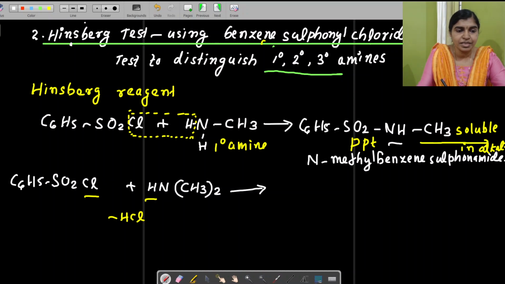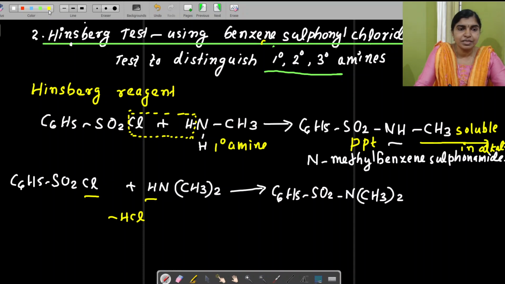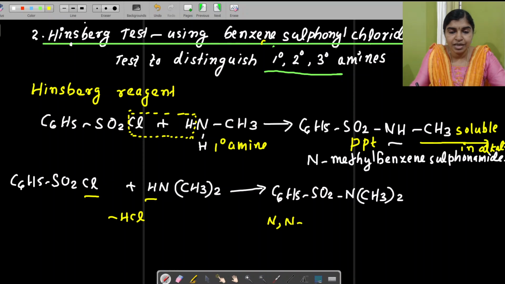So what remains there? Yes, you can write the product like this. The remaining parts are joined together, that is C6H5SO2. From here one hydrogen is replaced, so the nitrogen has two CH3 groups. So how will you name this? Just as we name amines, the nitrogen has 2 methyl groups. So you can name this N,N-dimethyl, and the remaining benzene sulfonamide.